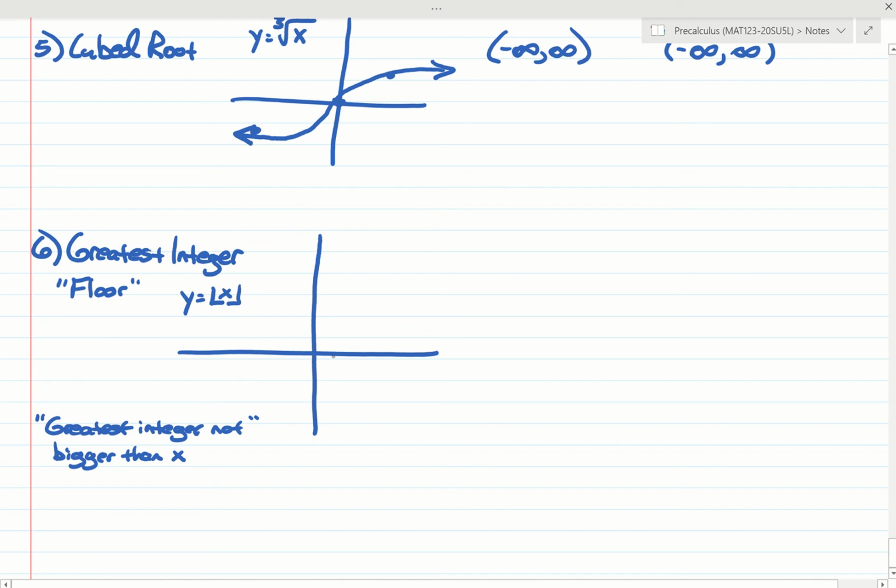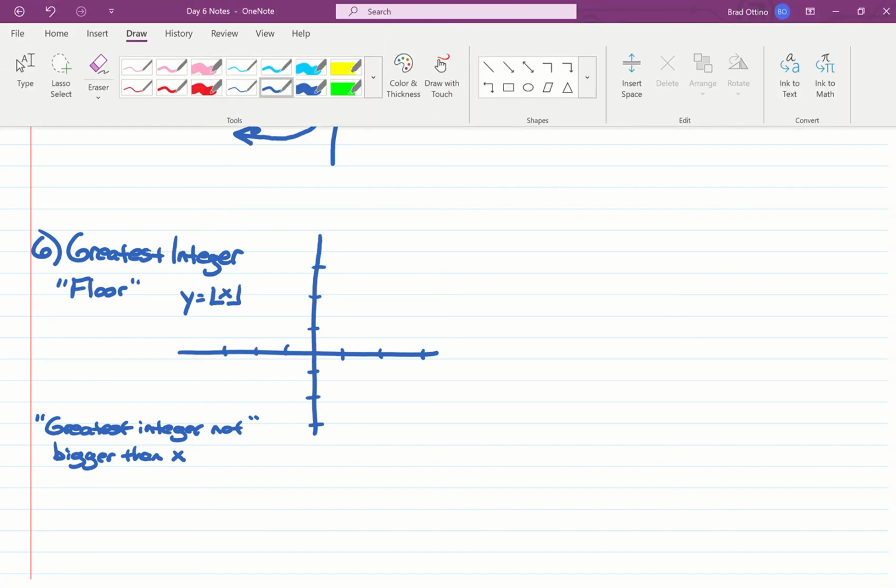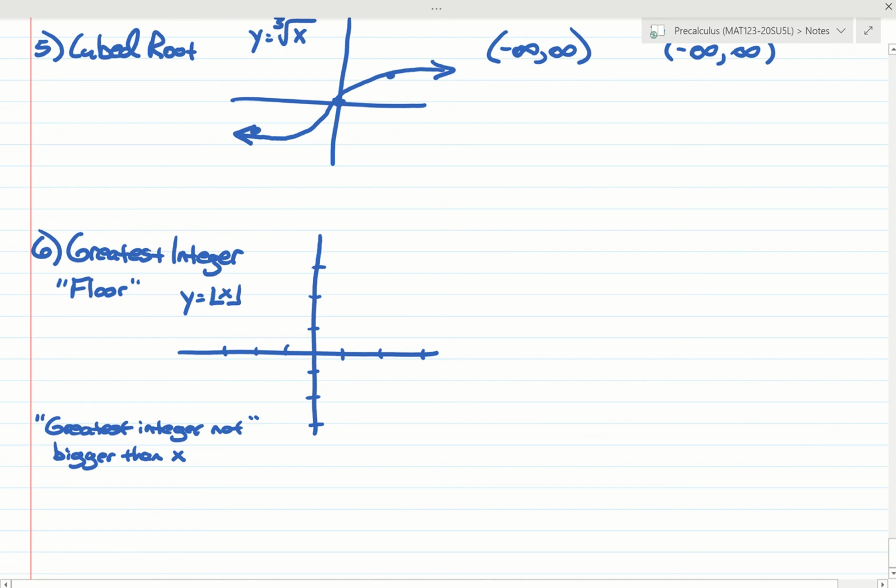So let's figure this out. Now remember, you can't get bigger than whatever x is. So let's say x is 0. What's the largest integer not greater than 0? Well, 0, right? 0 is not greater than 0. What about if it's 0.5? You can't say 1 because 1's bigger than 0.5. So again, 0.5 is 0. 0.9 would also be 0. But then when you get to 1, it jumps up to 1.